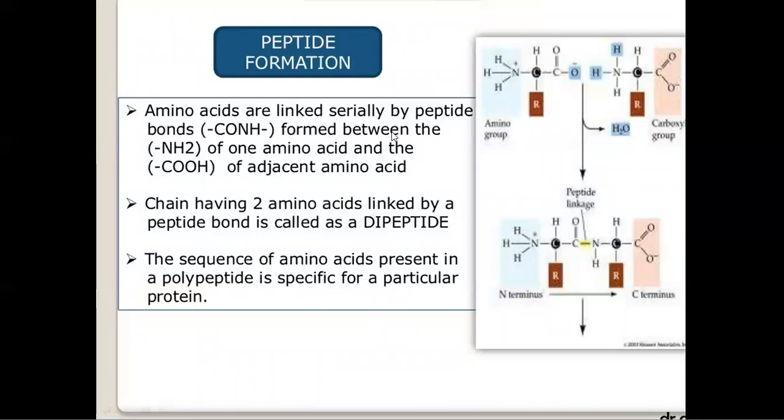Peptide formation. Here amino acids will bind to each other by the peptide linkage. This peptide linkage is mainly due to a condensation reaction. That means water molecules will be removed from these two amino acids, and a peptide linkage will be formed between these two amino acids. Here two amino acids are involved in this reaction, so this is called a dipeptide. If many amino acids are involved in the chain formation, then it is called a polypeptide chain.